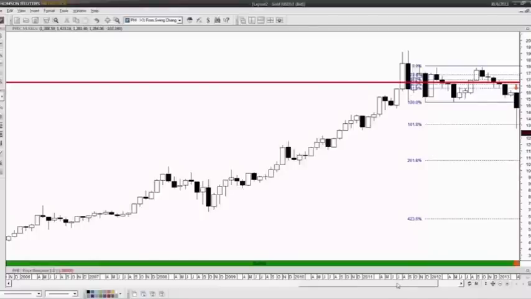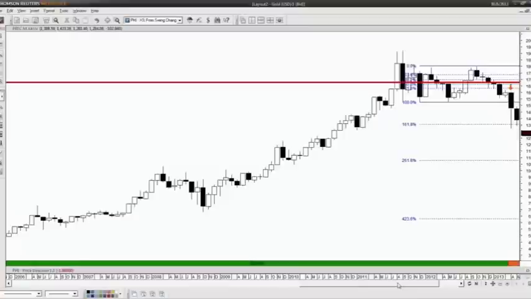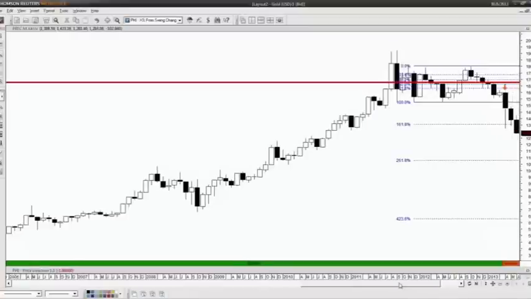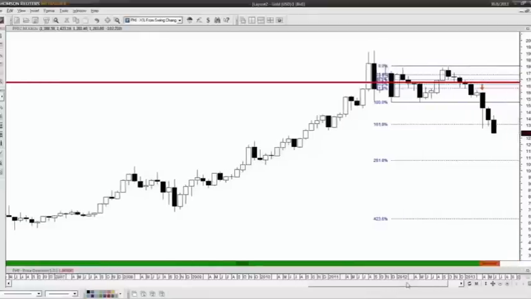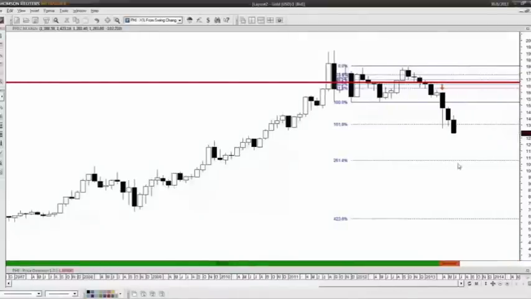And now what happened afterwards? It didn't hit either of the trailing stop losses, and now we are targeting the 261 to close the remaining 50% of our position. All right, good.